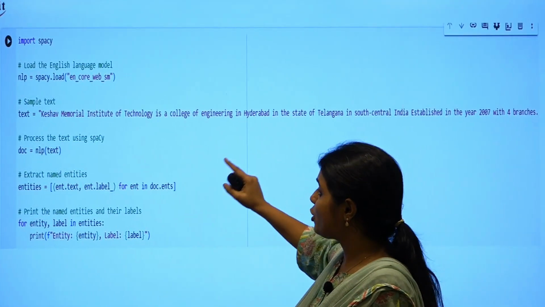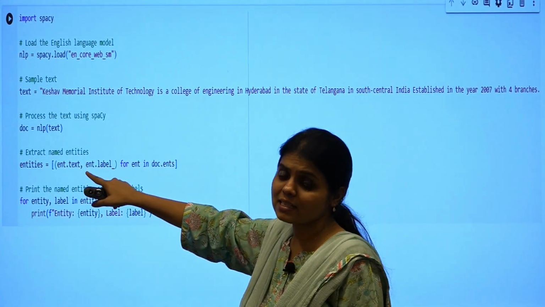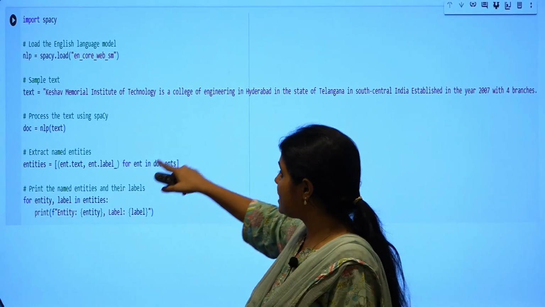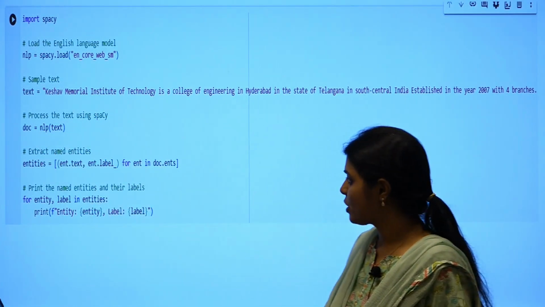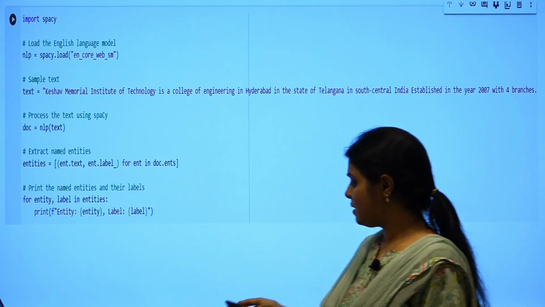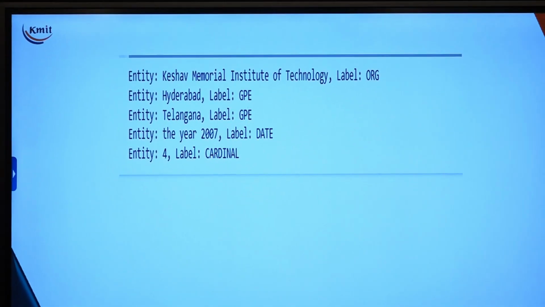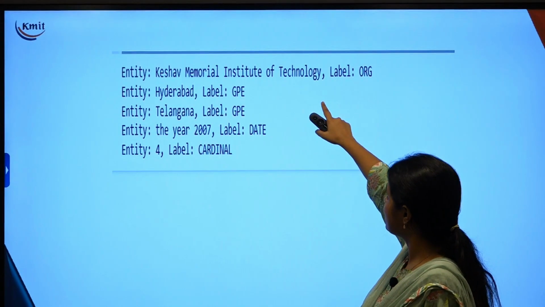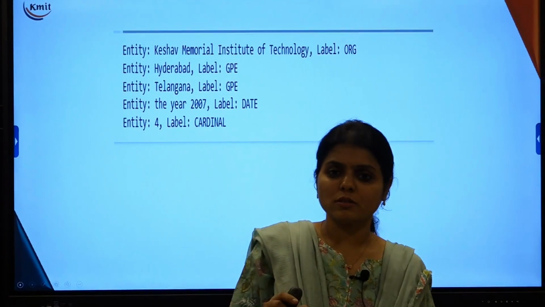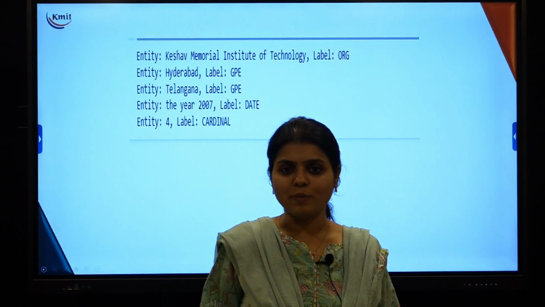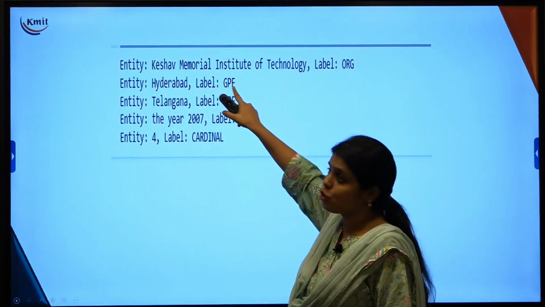After that I want to extract the entities, for which I use ent.text and ent.label_ for all the entities found in the document. This doc is nothing but the text that I have taken for processing. After that I print the label and the entities. When I execute this code, I get my output this way. It is a sequential labeling task: when I take a text, labels are given to the sequence, and for each label the entity is identified. So Keshav Memorial Institute of Technology is an organization, and Hyderabad is a geopolitical entity.